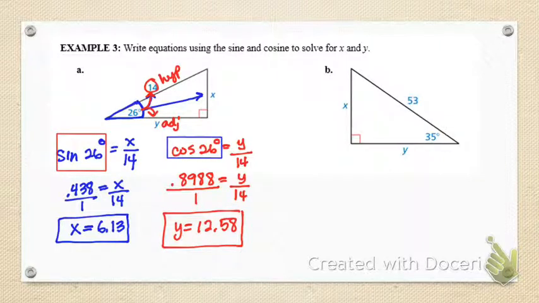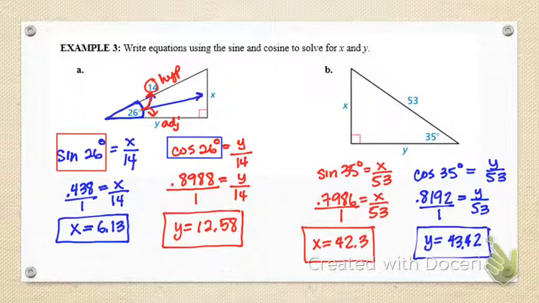All right, take a second to pause the video and try to do example B on your own, and then check your work in just a minute. All right, so if you've checked your work, you should have found that on part B, x is 42.3 and y is 43.42. Now you may be noticing I'm rounding to different amounts. Hopefully you'll have clear instructions when you do your homework if you're supposed to round to tenths or hundredths place. But if you don't have any instructions, you should round at least to the tenths place for your final answer.